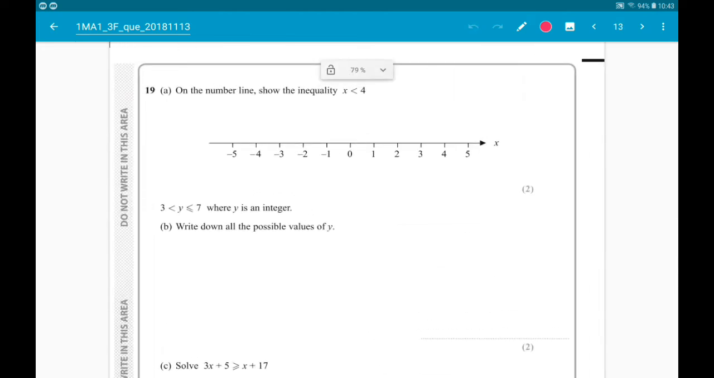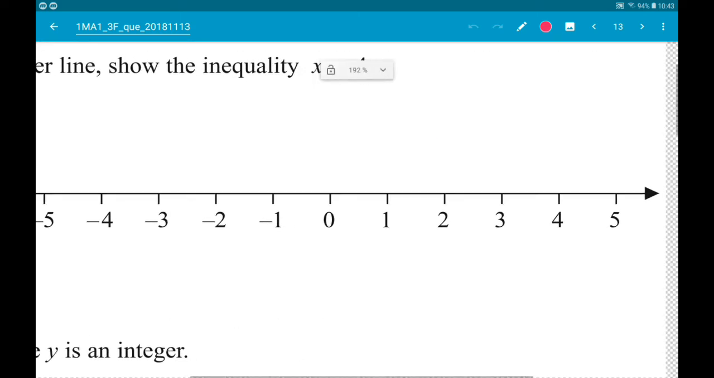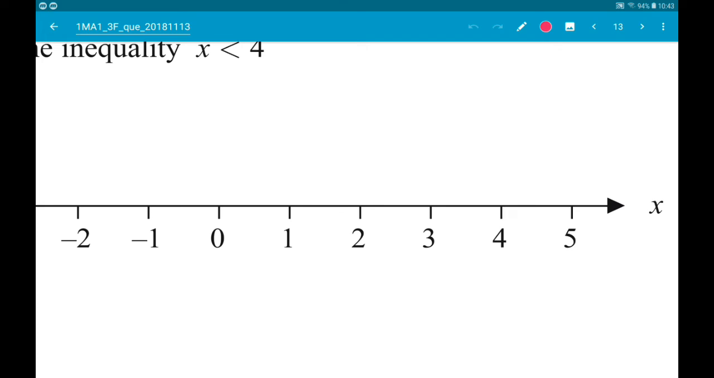Okay, then for number 19. So 19a, on the number line, show the inequality x is strictly less than 4. So when it's a strict inequality, you put a hollow circle above the number, and then you put an arrow in the direction of the values x can be. So it doesn't really need to go all the way along the line. Just an arrow off to the left, like that.